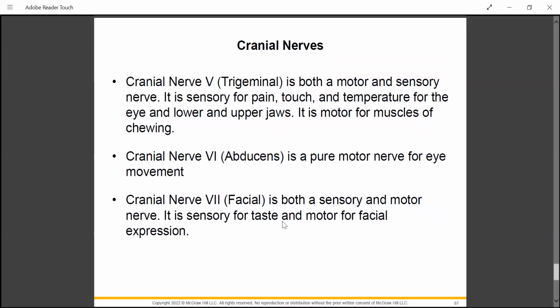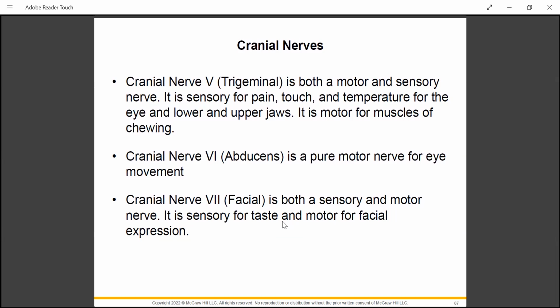The trigeminal nerve is a super important one for our function because it's both motor and sensory. So it does a lot of pain and other sensory information for our eyes, our lower and upper jaw. And it also is the motor input for all of our muscles of mastication, or our muscles that allow us to chew. So without the trigeminal nerve, we're going to have a hard time feeling anything on our face, and we're going to have a hard time chewing.